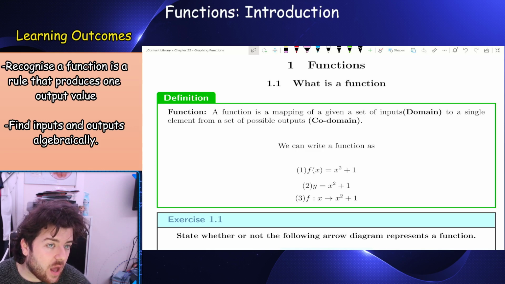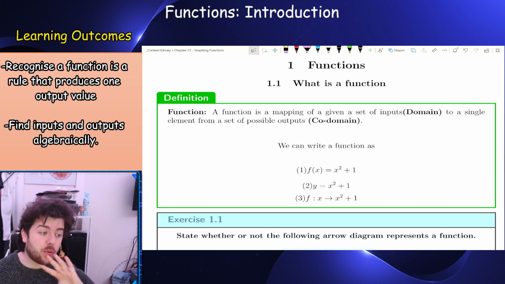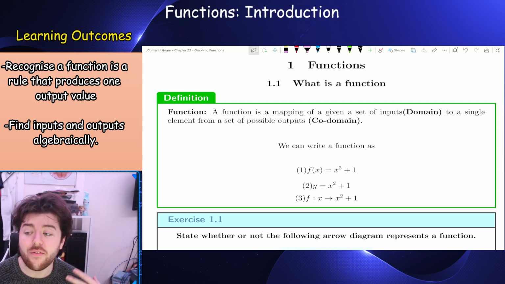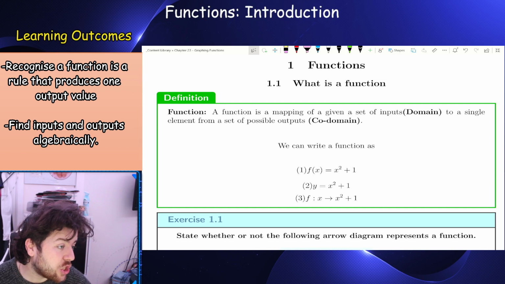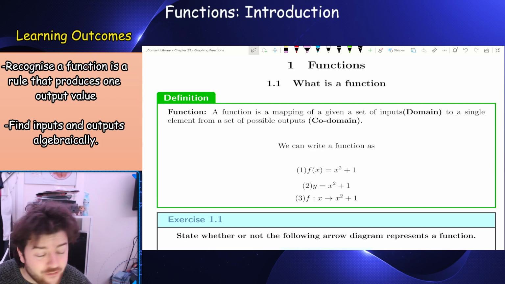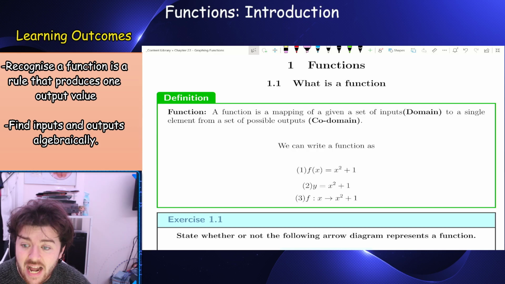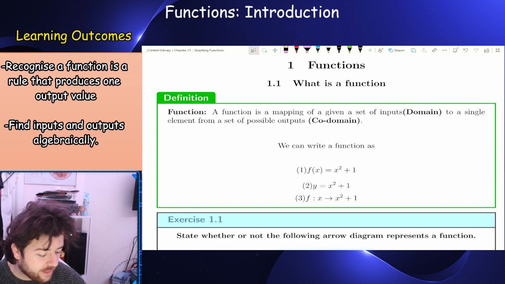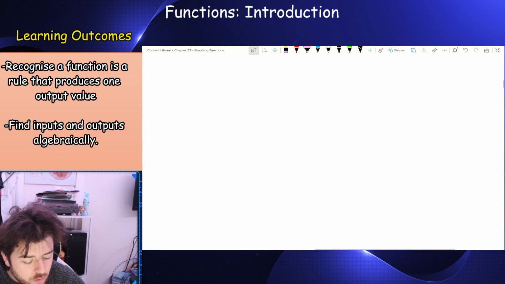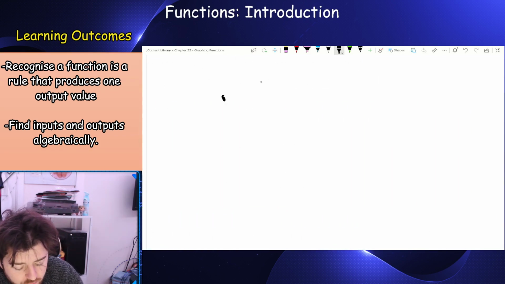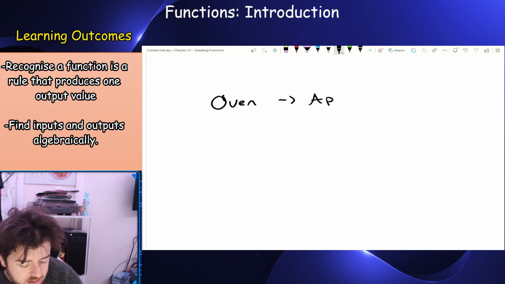So if we think of a function, ignoring the mathematical elements of it for now, what is the definition of function in English? According to the Oxford English Dictionary, a function is an activity that is natural to or the purpose of a person or thing. So, for example, what is the function of an oven? The function of an oven is to apply heat.